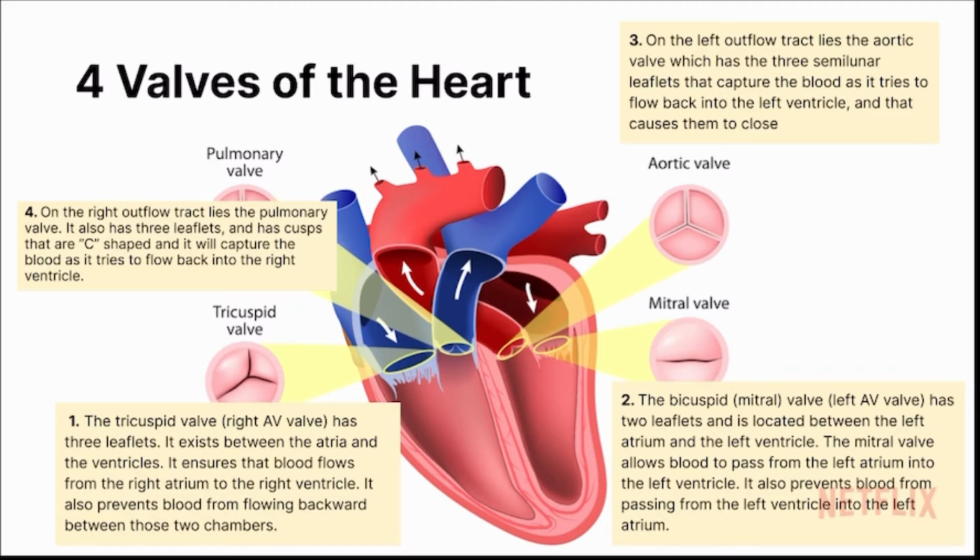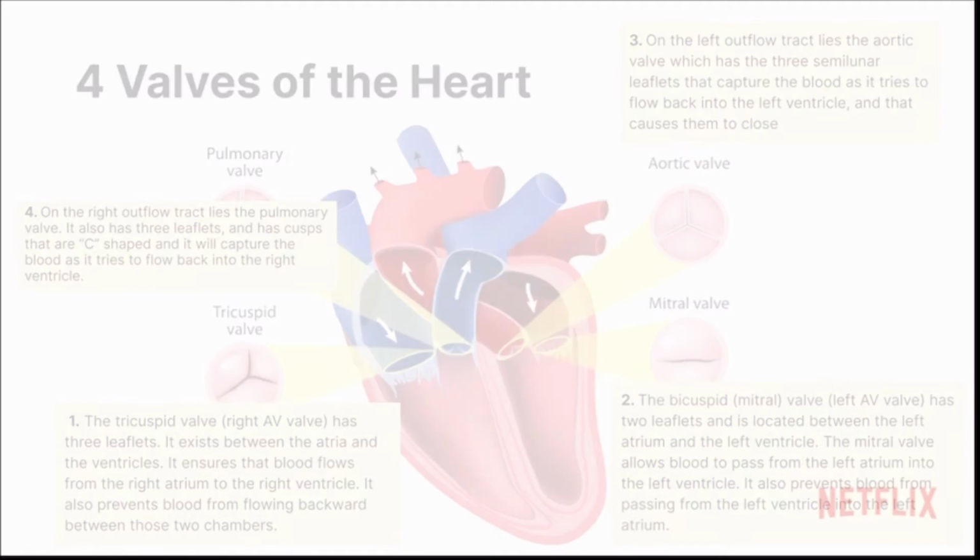On the left outflow tract lies the aortic valve, which has three semilunar leaflets that capture the blood as it tries to flow back into the left ventricle, and that causes them to close. On the right outflow tract lies the pulmonary valve. It also has three leaflets and has cusps that are C-shaped, and it will capture the blood as it tries to flow back into the right ventricle.